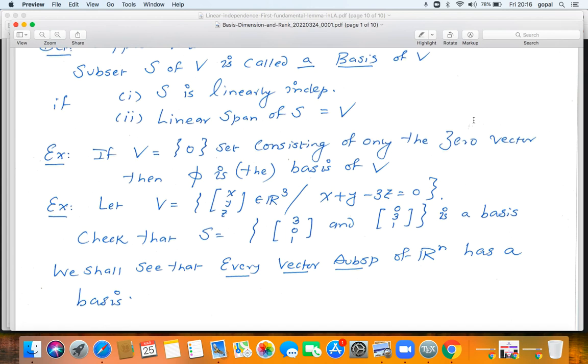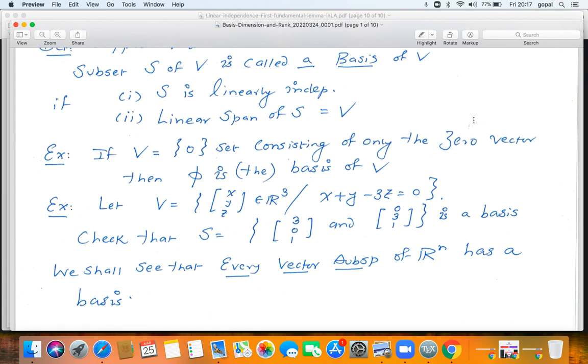Now you will ask, does every vector space have a basis? We are going to prove that every vector subspace of Rn has a basis. Not only are we going to prove that, the basis is not unique. There could be several sets of bases. For example, let us take the plane R2: (1, 0) and (0, 1).